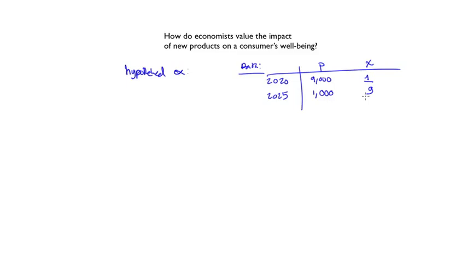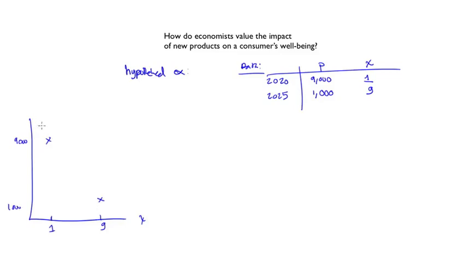Now, how would an economist use this data to compute the impact of the introduction of this new product, household robots, on this typical consumer's well-being? The first thing we can do is notice that, as we have argued before, we can use this data, which is a price of 9,000 and a demand of 1, and a price of 1,000 and a demand of 9, so we have 2 data points like this. We can use econometric methods to estimate the demand.